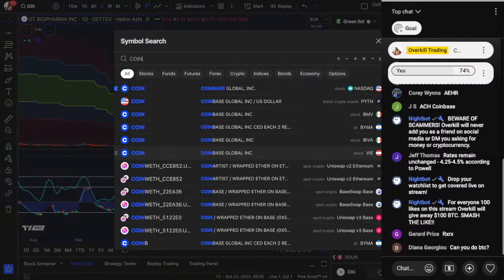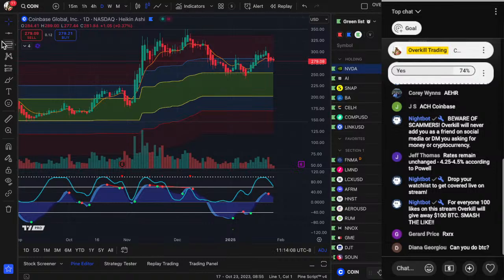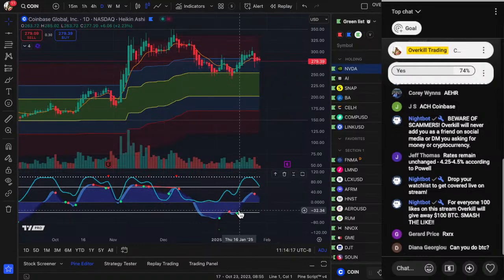Coin, here's a good one. Coinbase, what's Coinbase doing? Coinbase got a red dot there around 300. Now it's just trying to stabilize here. I would set a stop loss on Coinbase at like 265. I'd be looking to average in or buy again on the next daily dot.